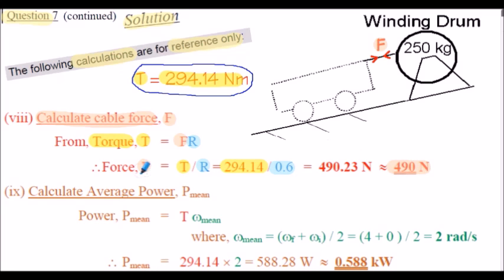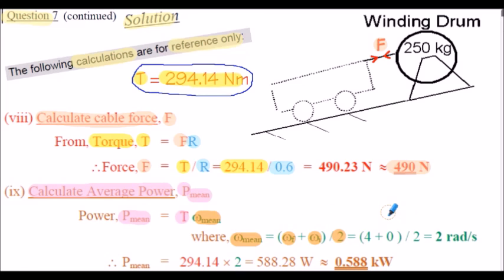And sometimes in these questions, we're asked to calculate power. Sometimes it's the maximum power, which would be the torque multiplied by the maximum angular velocity. And sometimes it's the average power, or the mean power. And that's what we're asked to calculate here. I've labelled that as P mean for mean average. So P mean is equal to the torque multiplied by the average or the mean angular velocity. To calculate the mean angular velocity, it's simply the final angular velocity of the winding drum added to the initial angular velocity of the winding drum, divided by 2, or averaging those two velocities.